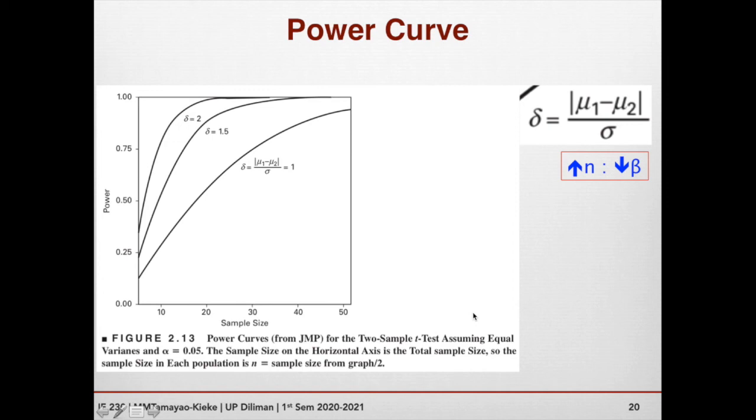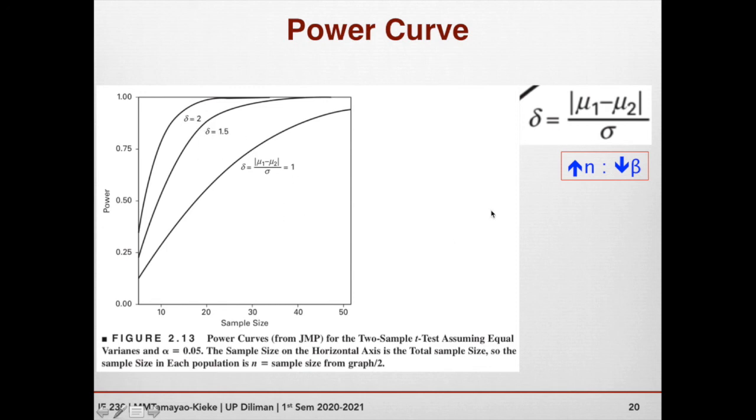Now also note that the difference of the two means is expressed as a ratio to the common standard deviation, sigma. This ratio, delta, is higher when either the numerator is higher, that is the difference between the means is bigger, or when the standard deviation is low. So, what can we say from this graph? We have curves for cases with three different deltas. Delta equals 1, 1.5, and 2.